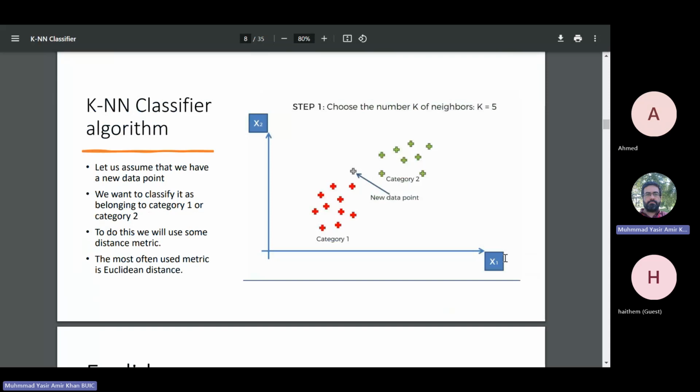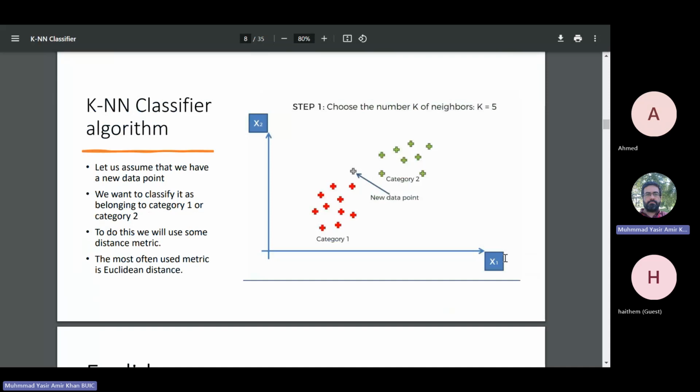Okay, so, the KNN classifier algorithm. Let us assume that we have a new data point. I'm talking about the same example; we will be considering it in a bit more detail. We want to classify the new data point as belonging to category 1 or category 2. We have two classes, category 1 and category 2, and this is the purpose of this machine learning classifier: it classifies the data into the different classes.